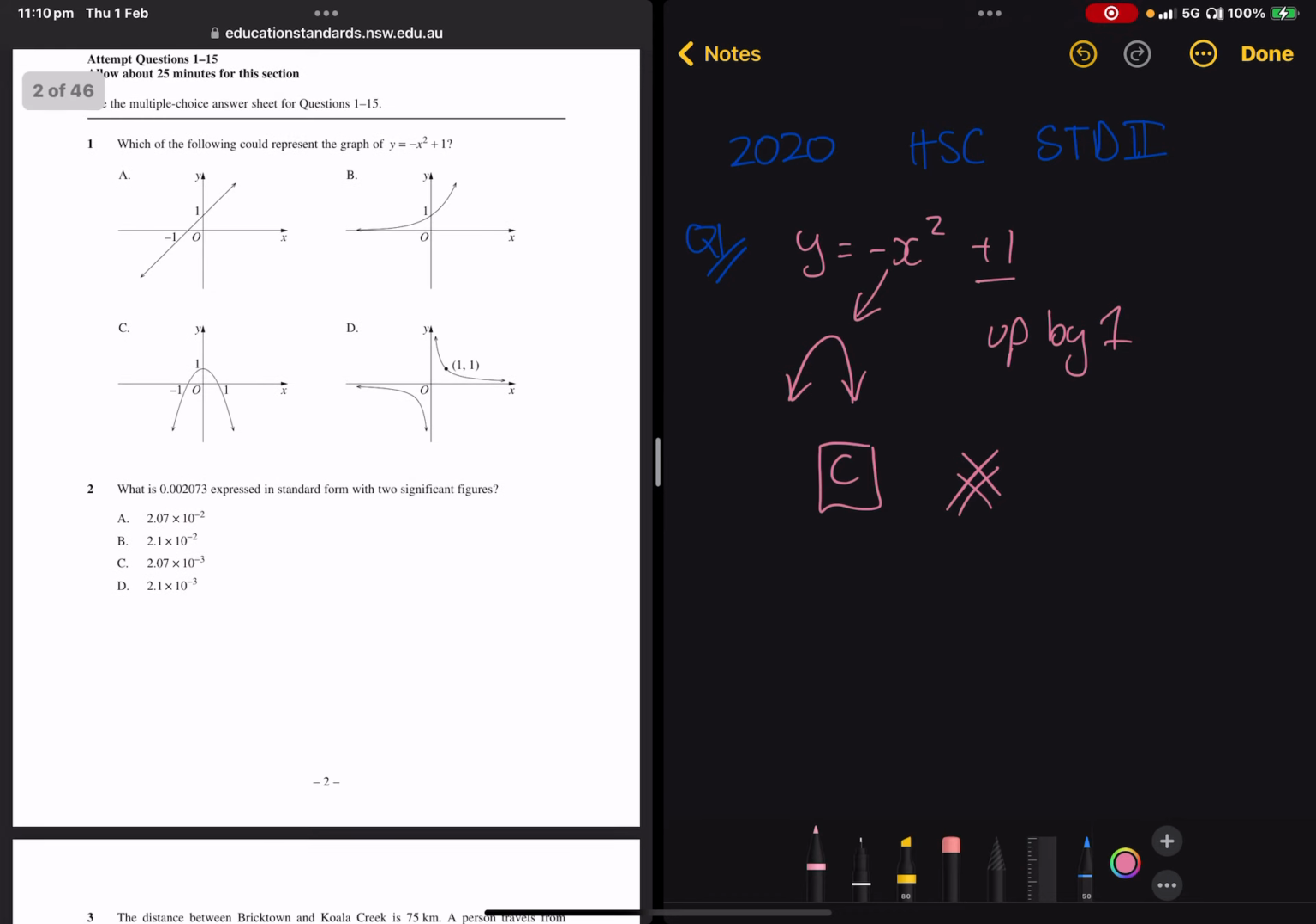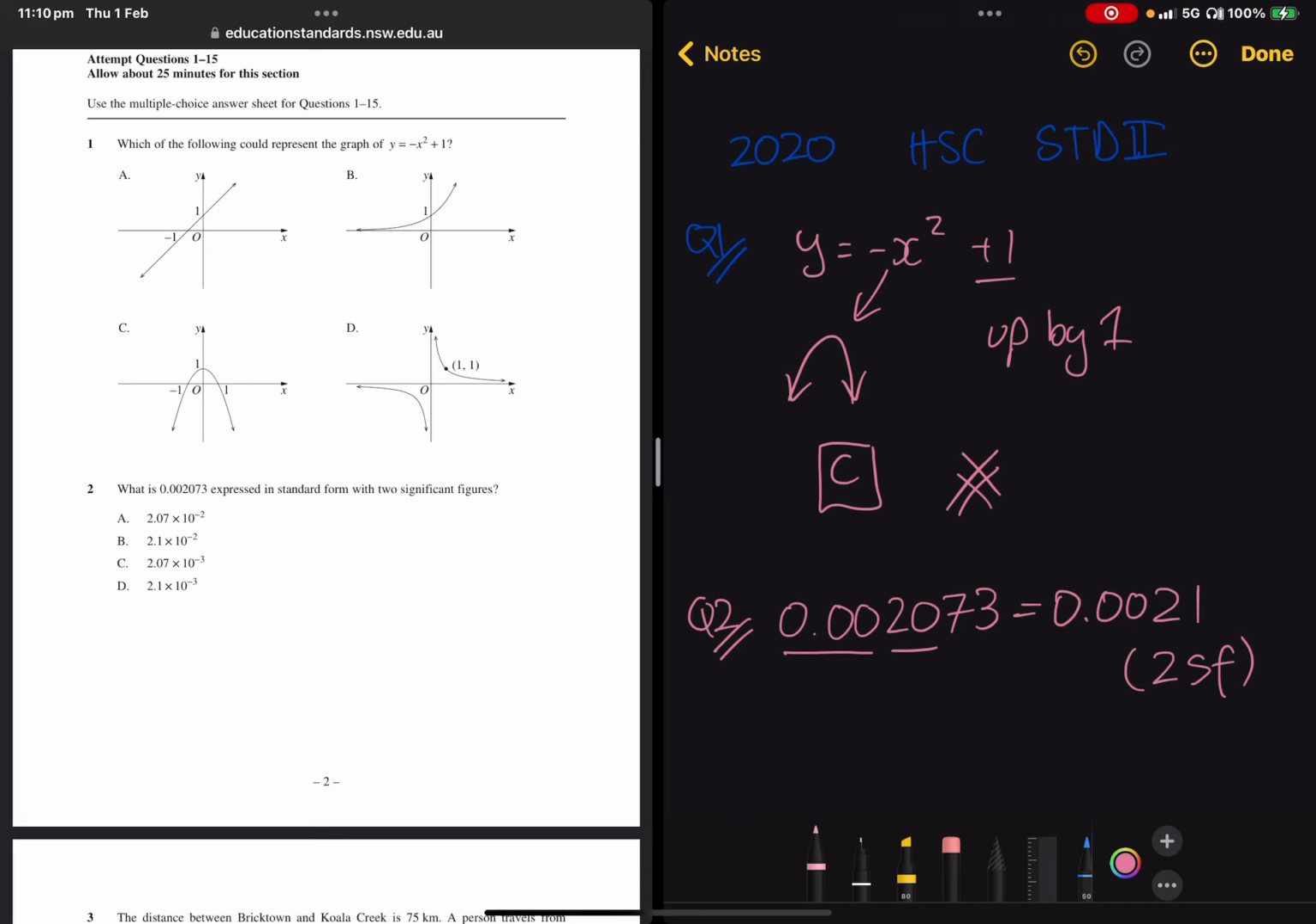Now question 2. What is 0.002073 expressed in standard form with two significant figures? Okay, so we're saying the number of numbers that are not zeros or zeros in between other numbers. So two significant figures, none of these zeros count. 0, and then we have to round. So this will be 0.0021, and this will be to two significant figures.